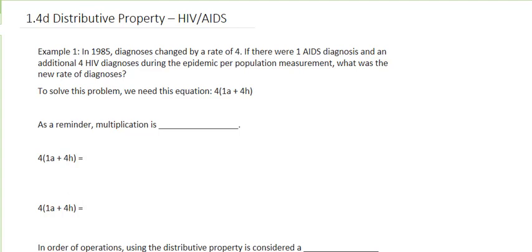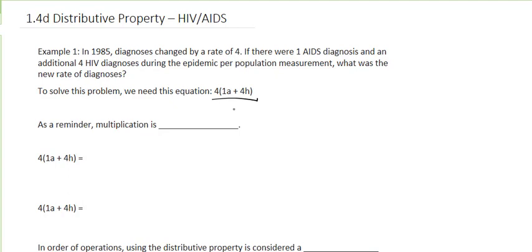Distributive property. In 1985, diagnosis changed by a rate of 4. If there were one AIDS diagnosis and an additional 4 HIV diagnoses during the epidemic per population measurement, what was the new rate of diagnosis? So to solve this problem, we need to set up our equation, which is shown right here.